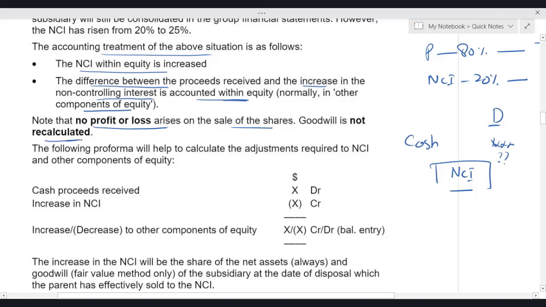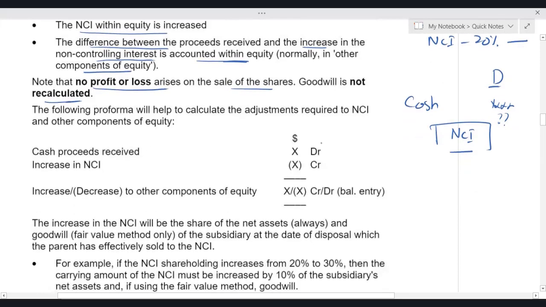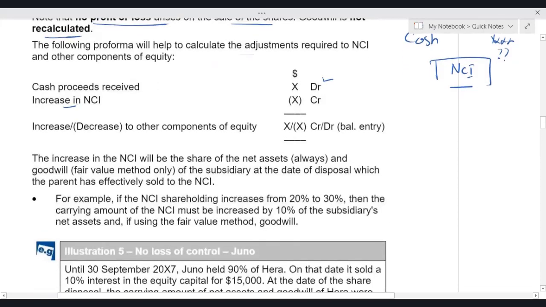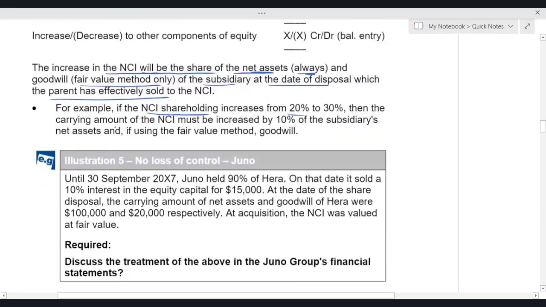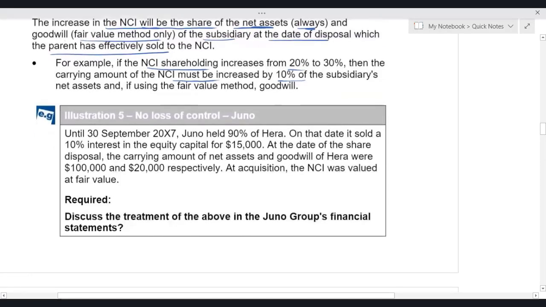Goodwill is not recalculated. Cash received, increase in NCI. But for calculating the increase in NCI, we need to know the net asset at the time of disposal. The increase in NCI will be the share of net asset, always, and goodwill under the fair value method only, of the subsidiary at the date of disposal, which the parent has effectively sold to NCI. For example, if NCI shareholding increases from 20% to 30%, then the carrying amount of NCI must increase by 10%. We have seen this yesterday also, if I'm not wrong.